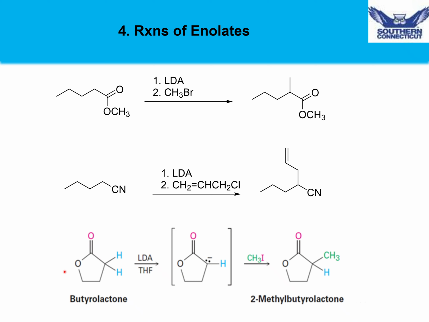With a cyclic ester known as a lactone, if we add LDA, we can form the enolate, and then we can methylate it with methyl iodide, and so you see that methyl group in the product.